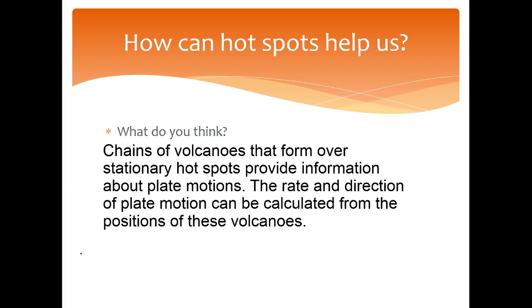Chains of volcanoes that form over stationary hotspots give us information about the motion of the plates. Depending upon how fast the plate is moving, you can look at the development of islands. So the rate and direction of plate motion can be calculated from positions of the islands or volcanoes if you take a look at Hawaii.